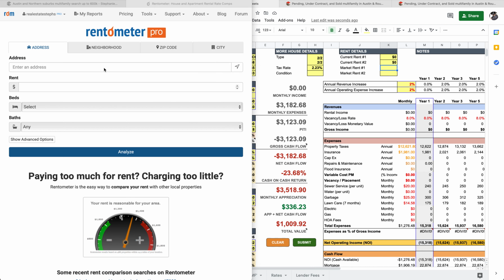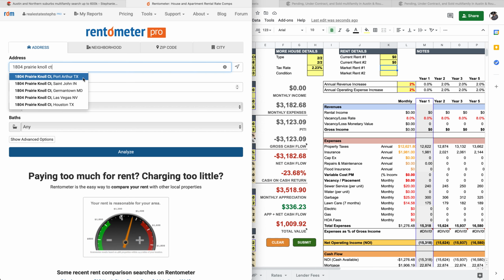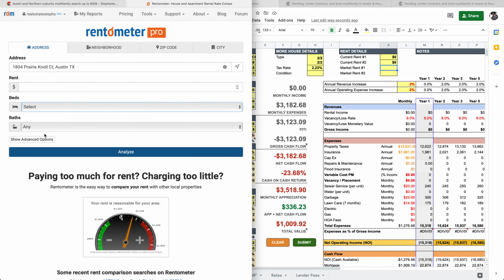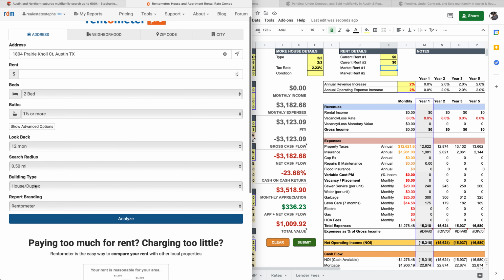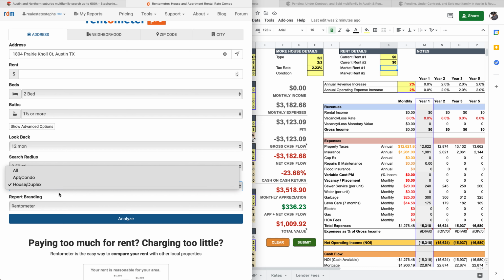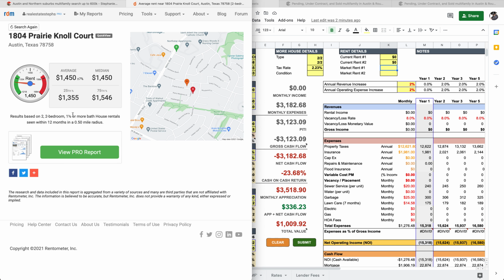So in this case, I'm in 1804 Prairie Court in Austin. Okay, and then I'll type in, it's a 2-2, so I'll put in 2-2. That looks pretty good. I am buying a duplex, so that's what I put in here. If it's an apartment that you're looking at, you could do that. But yeah, okay, so we're gonna pull that.